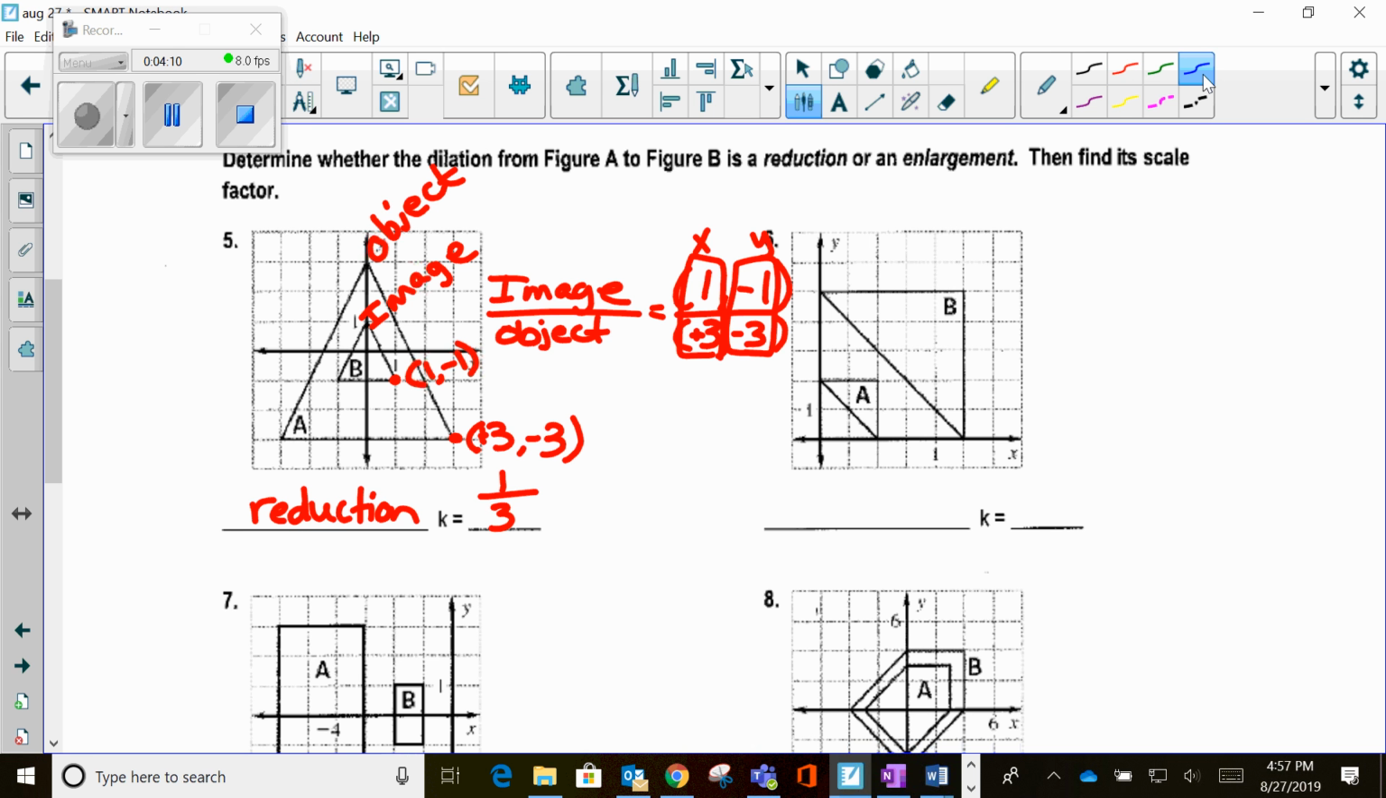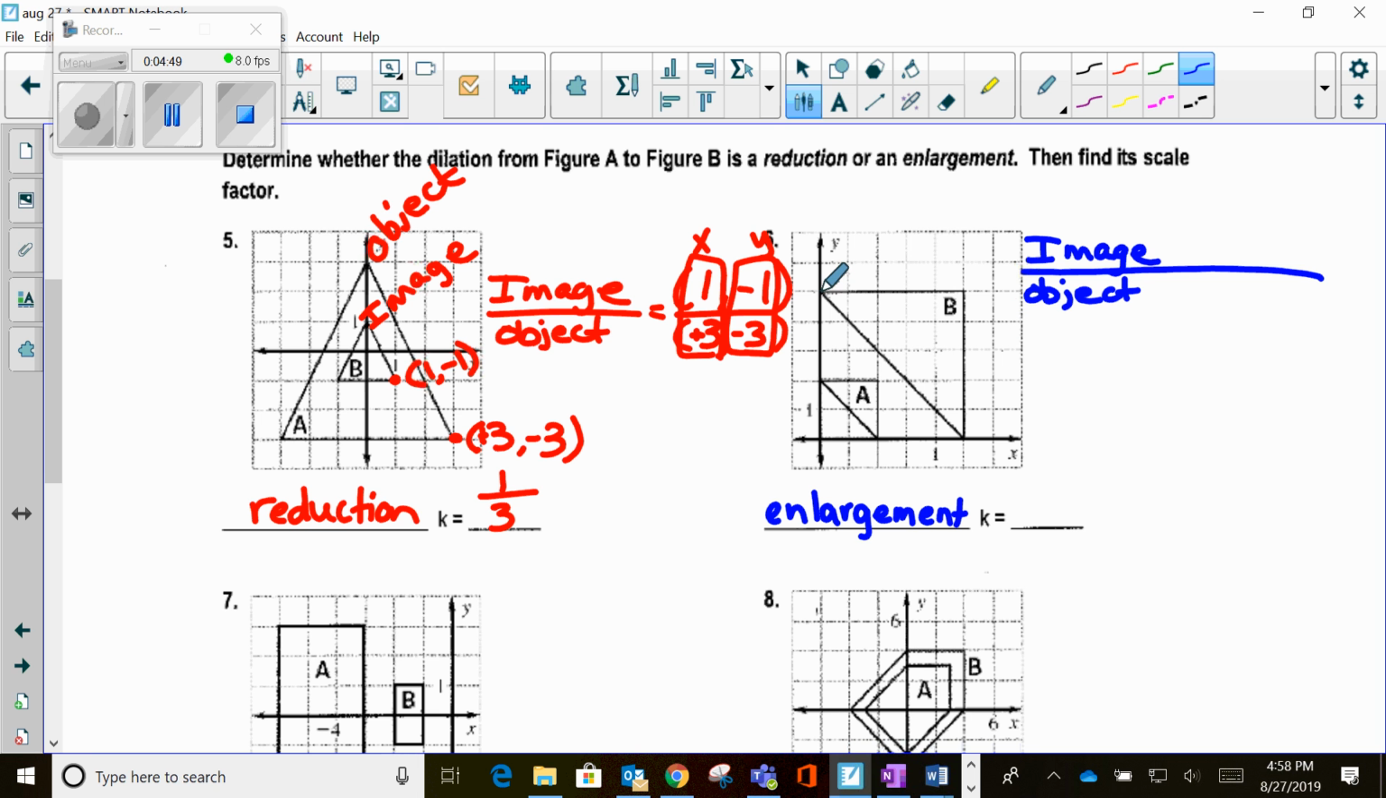Now let's look at the second example. I'm starting at the smaller triangle, A, and I'm going to go to the bigger triangle, B. Since we started small and got big, that means it's an enlargement. So I'm looking for a number that is greater than 1. I'm going to pick one of the vertices from each of the pictures, and find its corresponding parts. Again, I'm looking for image over object.